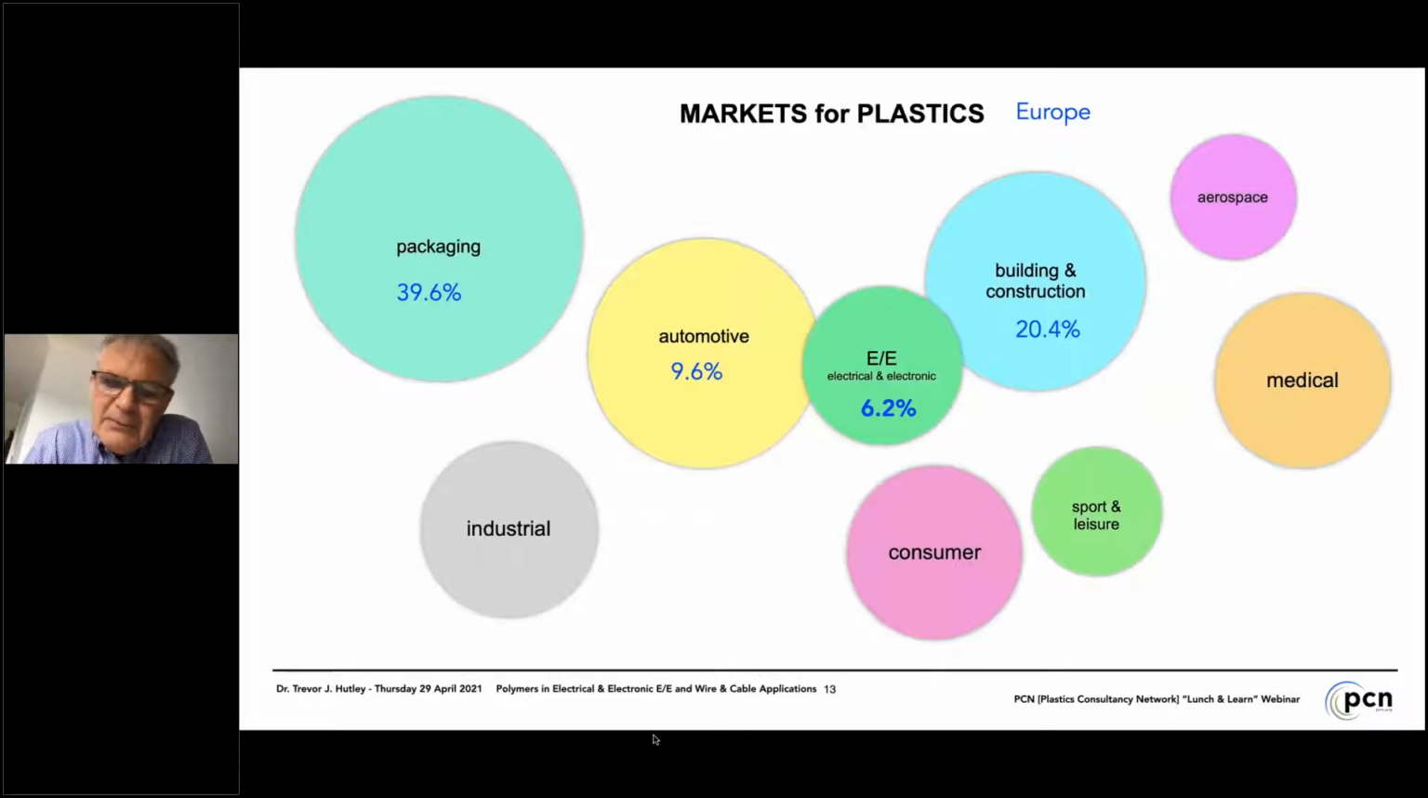And actually, if you look around the world, you find that electrical and electronic is usually the fourth largest application sector, and it's somewhere between 3 and 8%, depending exactly where you are. So that's the story. We're looking at the fourth largest market for plastics, and bear in mind that these market numbers are based only on the tons of plastics, not based on the value in use, only on the tonnage.